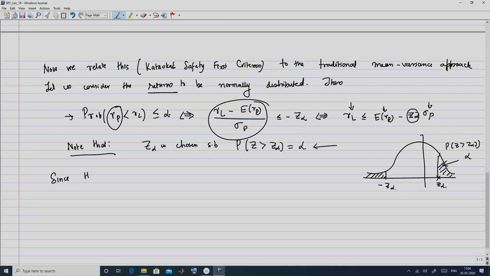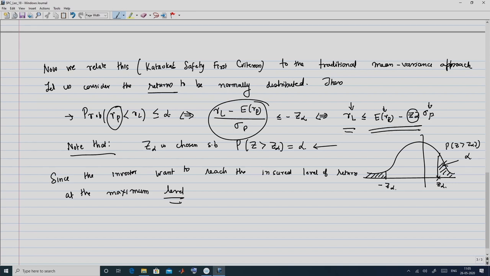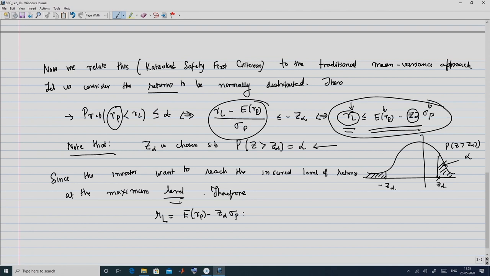Now, since the investors want to reach the insured level of return at the maximum level, right? Remember, RL is less than or equal to this. So obviously they want the insured level of return to be the maximum possible. And since we have the upper bound of that, from the investor's point of view, the insured level of return RL is going to be the upper bound E of RP minus z alpha times sigma of P.